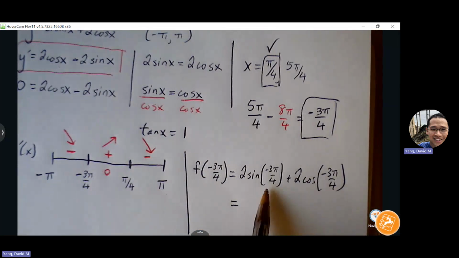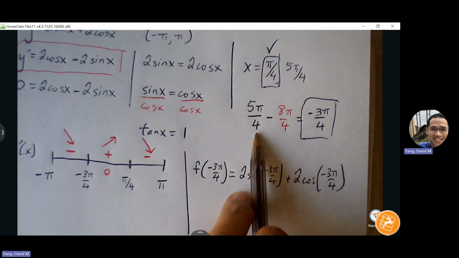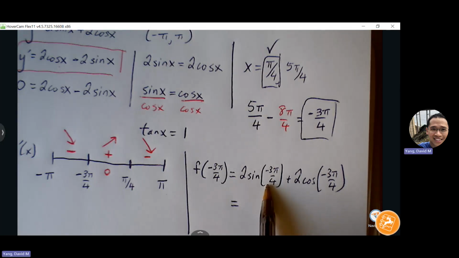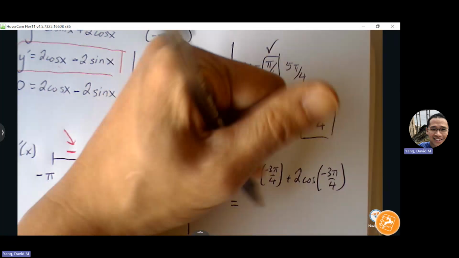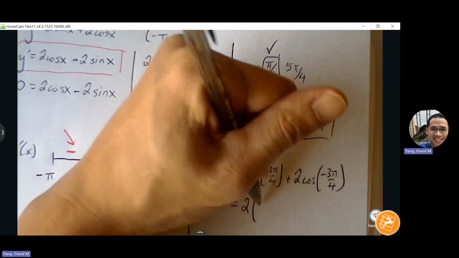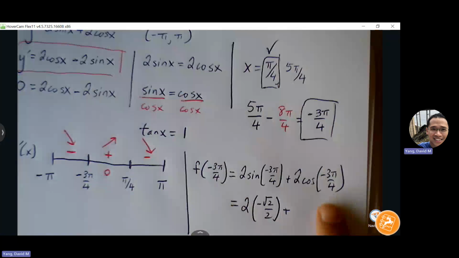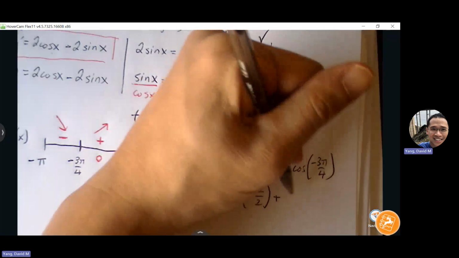Now, if you don't recognize -3 pi over 4, it's okay. Just look back at where it came from. It's basically coming from 5 pi over 4. So we can just pretend like it's 5 pi over 4 here, right? So what's sine of 5 pi over 4? Third quadrant. So in that, yeah, in that pi over 4 family, right? So 2 times -√2 over 2. Okay, what's cosine of 5 pi over 4? Also -√2 over 2, yeah.